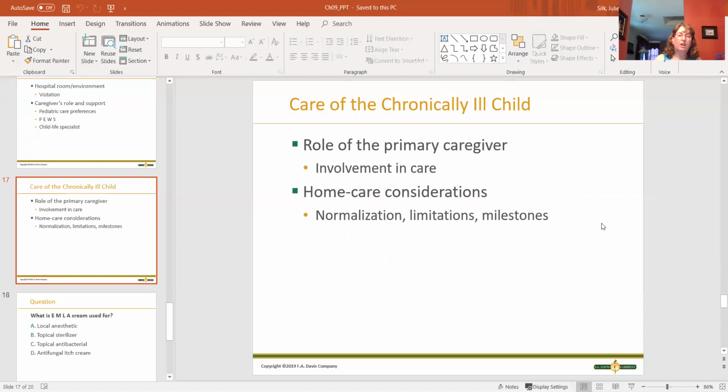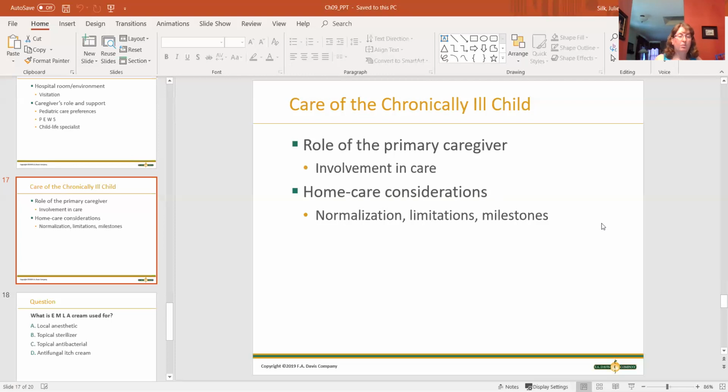So this talks about care of the chronically ill child. Nurses caring for chronically ill pediatric patients should consider normalization of lifestyle limitations and reaching milestones. Children with chronic illnesses should be praised for attaining milestones and may do so later than peers. Resources such as physical and occupational therapy can assist in these accomplishments.